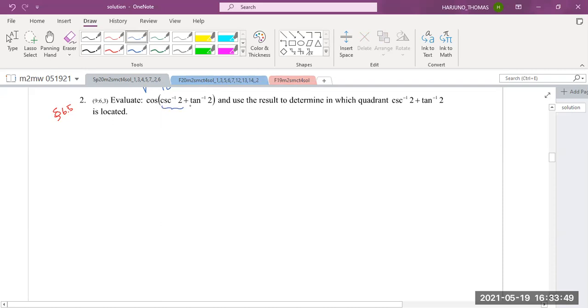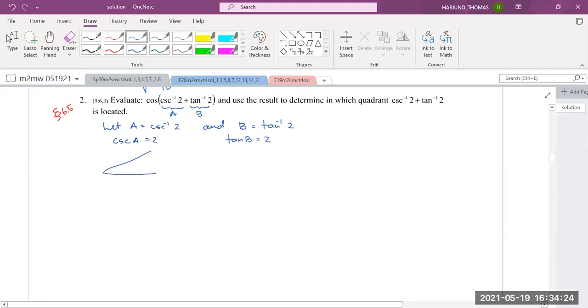Evaluate cosine of cosecant inverse 2 plus tangent inverse 2. So let's call this A and let's call this B. Okay, so let A be cosecant inverse 2 and B be tangent inverse 2. Both of them in quadrant 1, right? So cosecant A is 2, tangent B is 2.